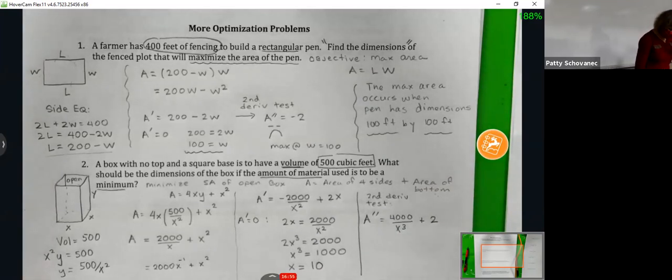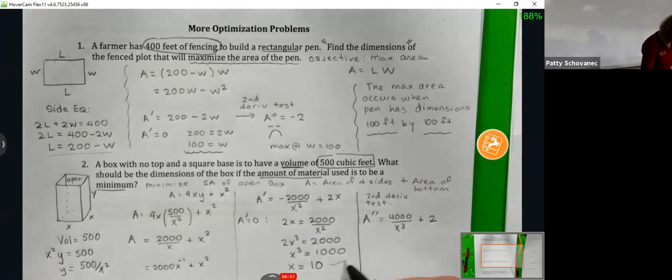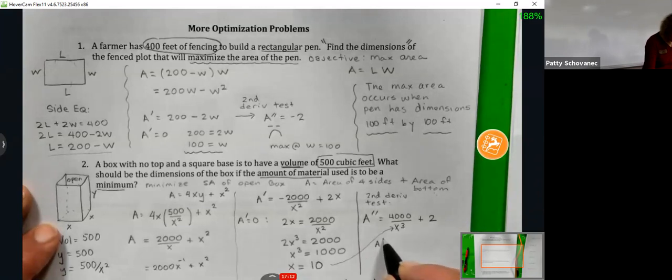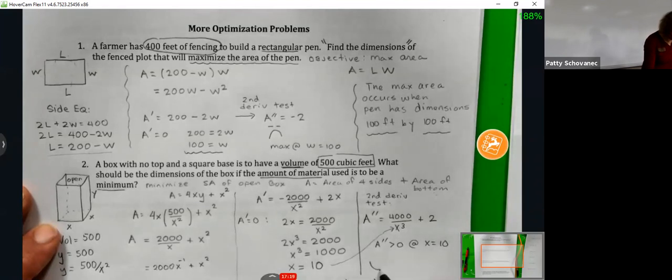When I substitute 10 in for x, the number itself doesn't matter. The sign of the number matters. So it's pretty obvious that when 10 is substituted in for x, my second derivative is positive. Second derivative is positive, means the graph is concave up. And so we have a min at x is 10.